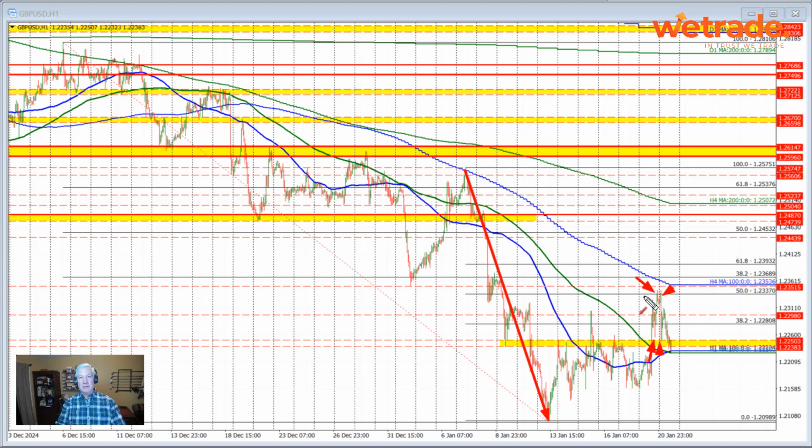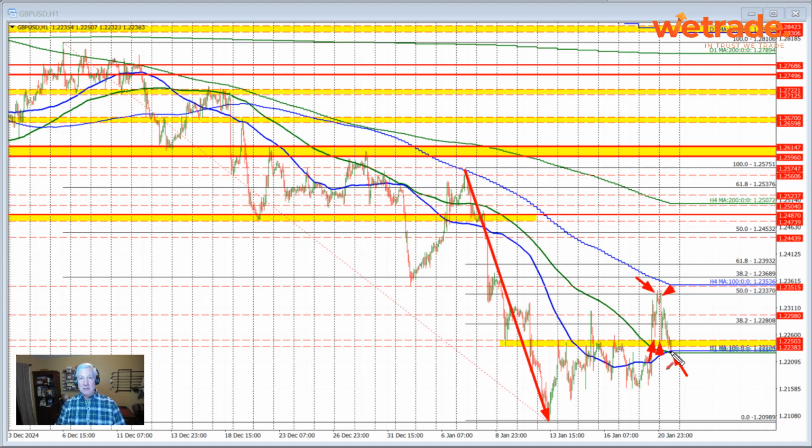I guess this is not 38.2, this is the 50% retracement. And that move to the downside came down to the swing area and fell below those levels, and is also now testing the 100 and 200 hour moving averages. That's going to be the key barometer for trading here today.